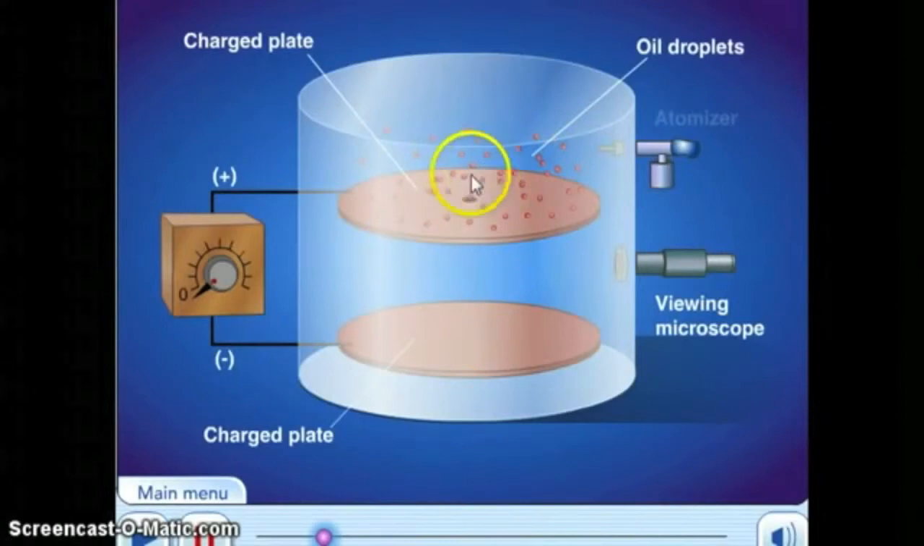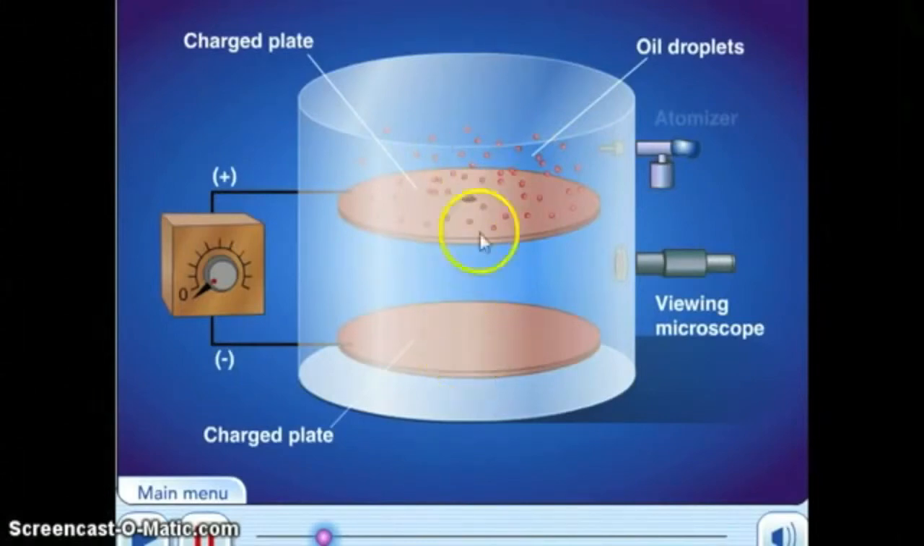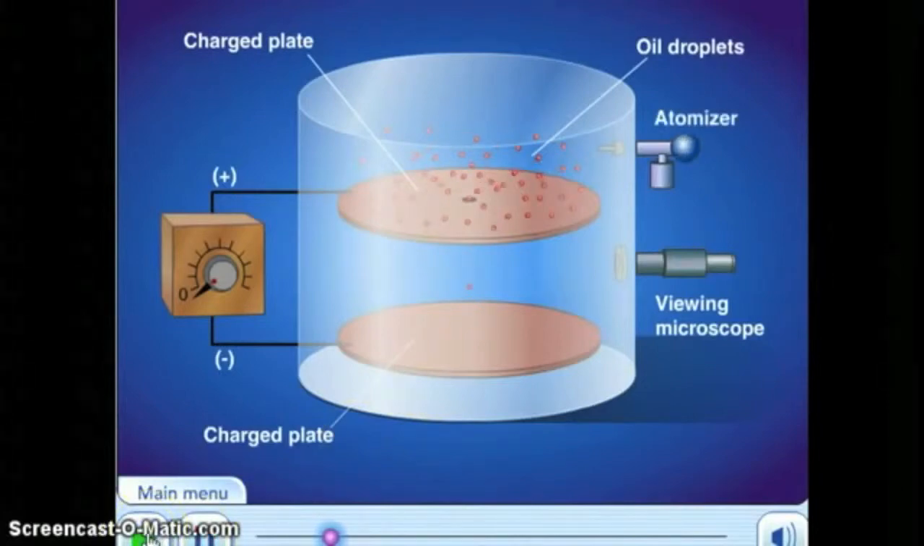All the oil droplets have a certain mass and they're just going to fall down to the bottom because of gravity. In the first part of the experiment, he just wanted to know the mass of these oil droplets. So he used a classical physics calculation, using Newton's equation, to determine the mass of each of these oil droplets.